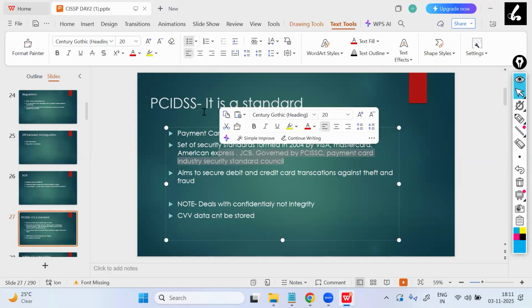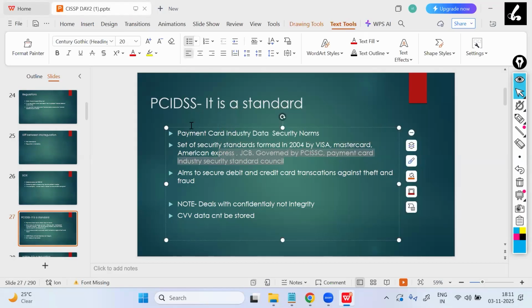That's the council who is governing how PCI DSS is functioning. What we are aiming to secure: if I am ordering something online, if I'm putting my debit card and credit card information, I'm paying, how my credit card information is used and how I'm protected against any theft and fraud. That comes under PCI DSS. For example, it deals with confidentiality, not integrity. PCI DSS strictly says CVV data cannot be stored.